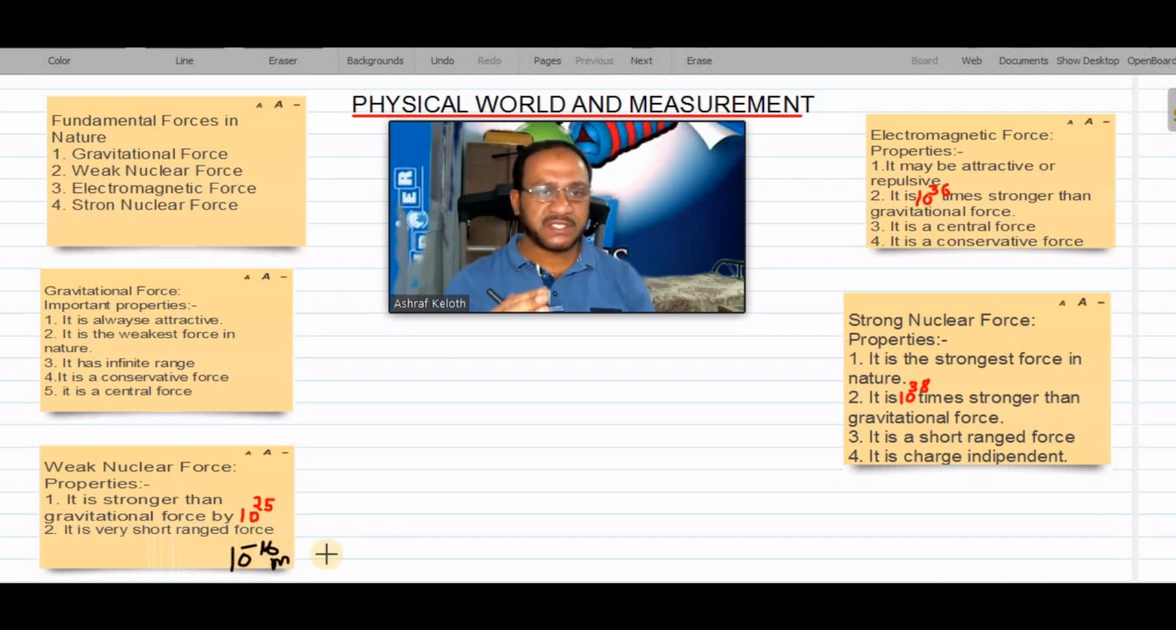This force will exist only within 10 raised to minus 16 meter, and it is not a central force, and it is not a conservative force. Now, what is actually the weak nuclear force?